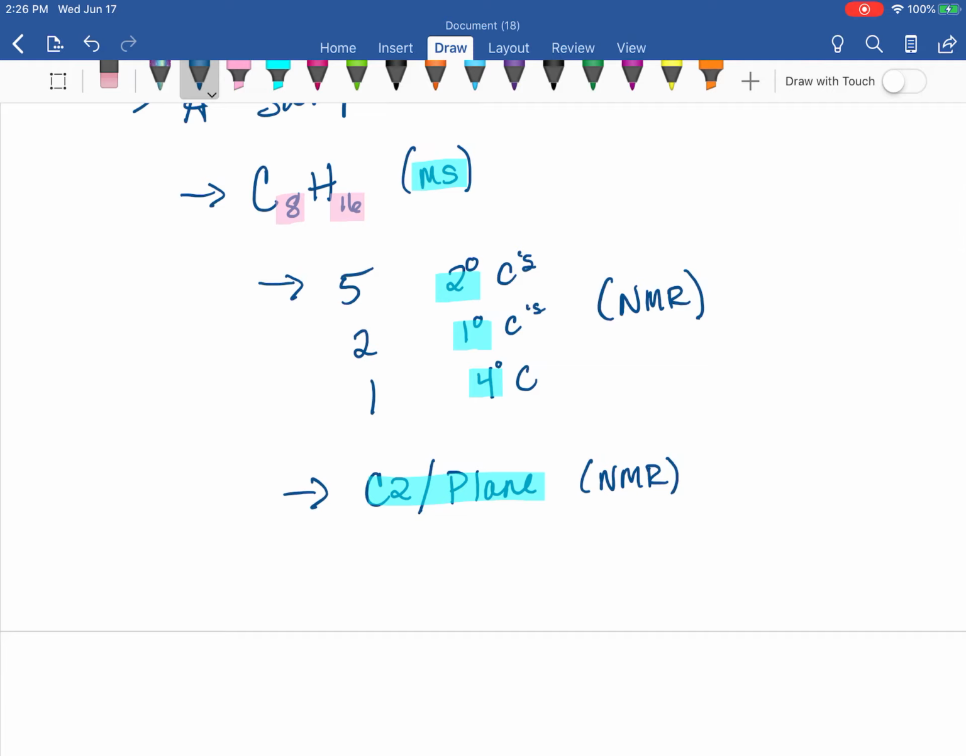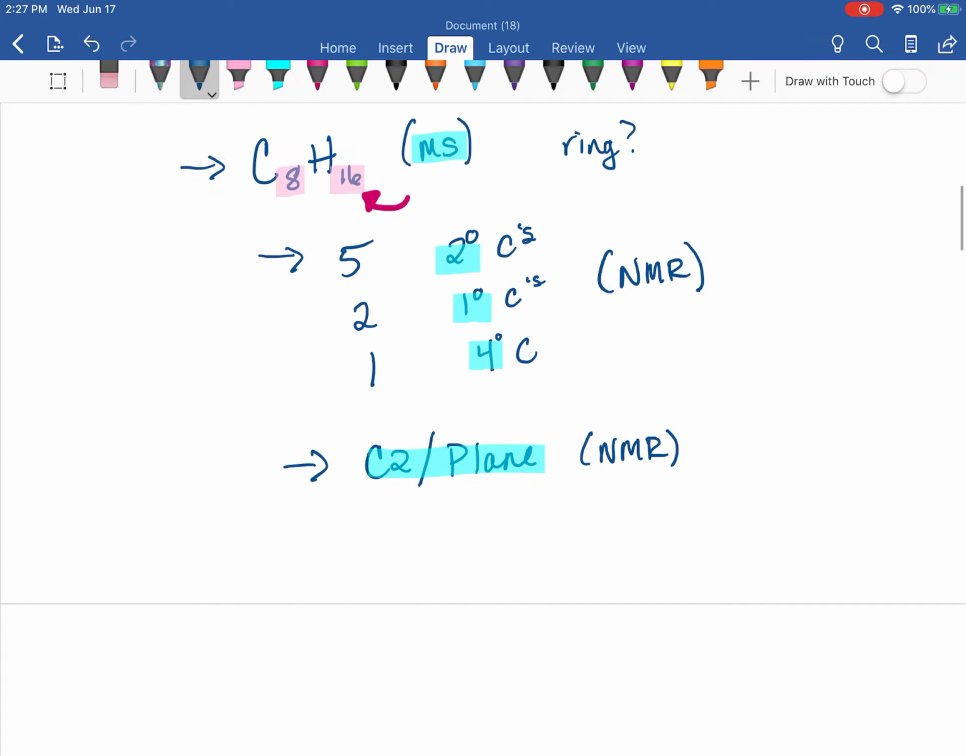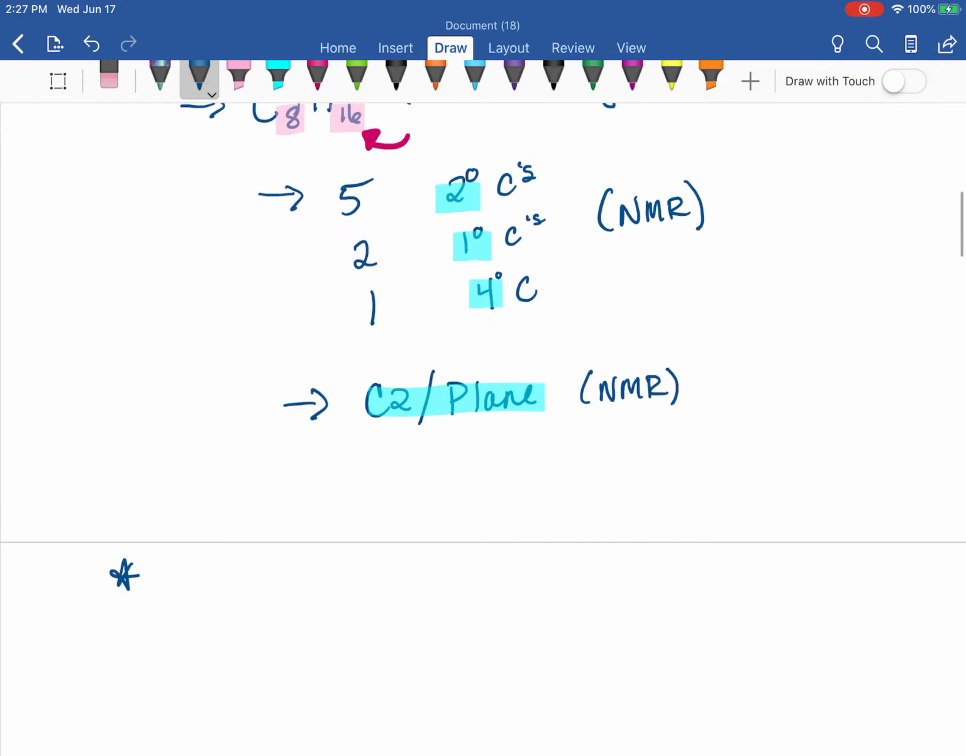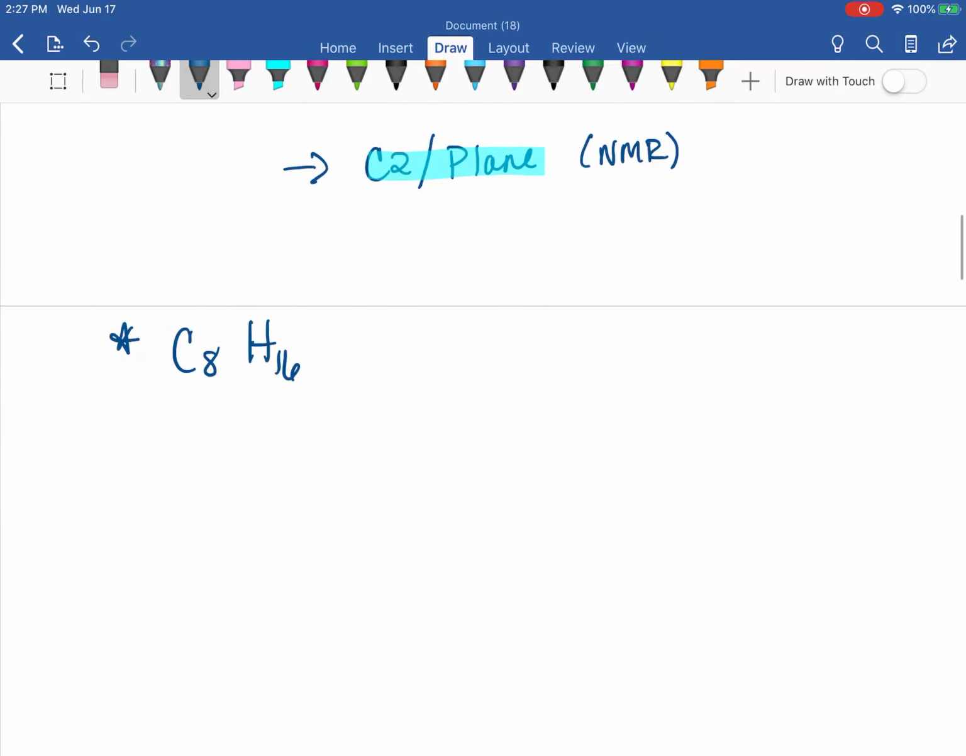So C8H16. Right away, I'm going to ask myself, is there a ring or not? Or do we have more than one ring? How can I tell? Right there. Okay. So this formula tells me that I have a ring. So I'm going to just start with that C8H16, and I'm going to give myself an idea of the ring sizes that we can have.